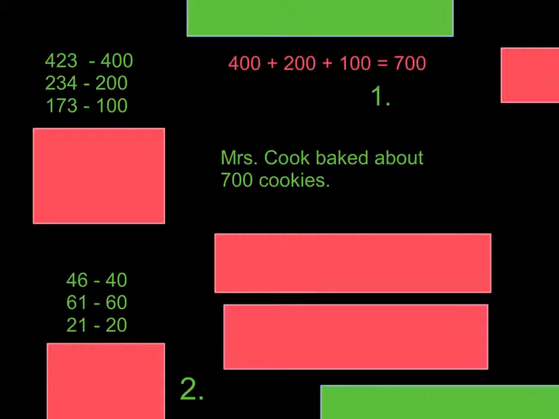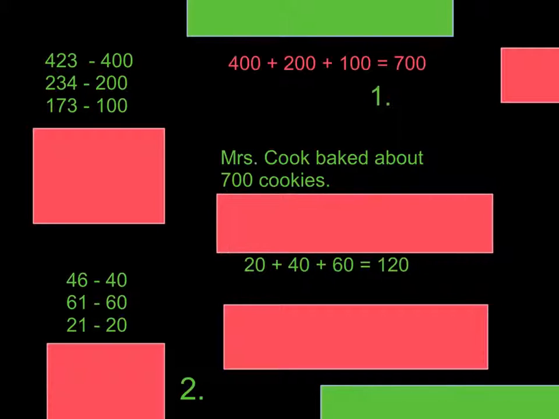And the last one is 21. And that becomes 20. We leave the 2 alone and we add a 0. Second step, we add all the three new numbers that we created, 20 plus 40 plus 60, and we get 120.